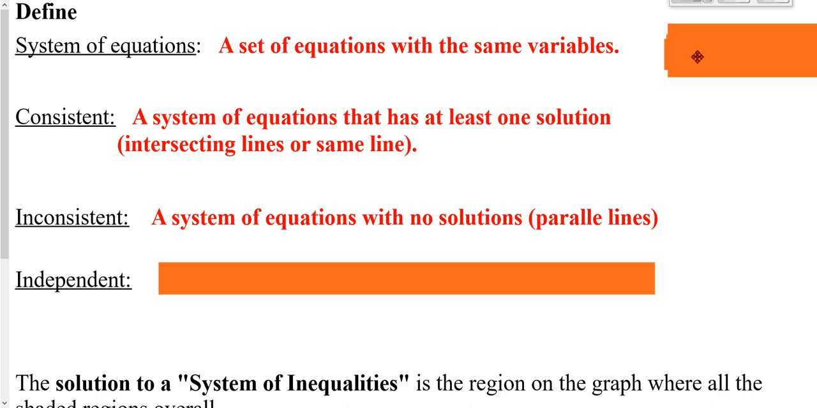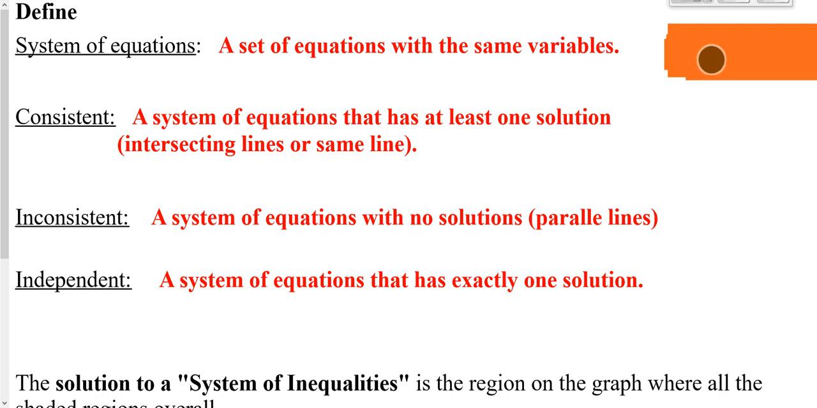We also have the word dependent and independent. Independent means a system of equations that has exactly one solution.